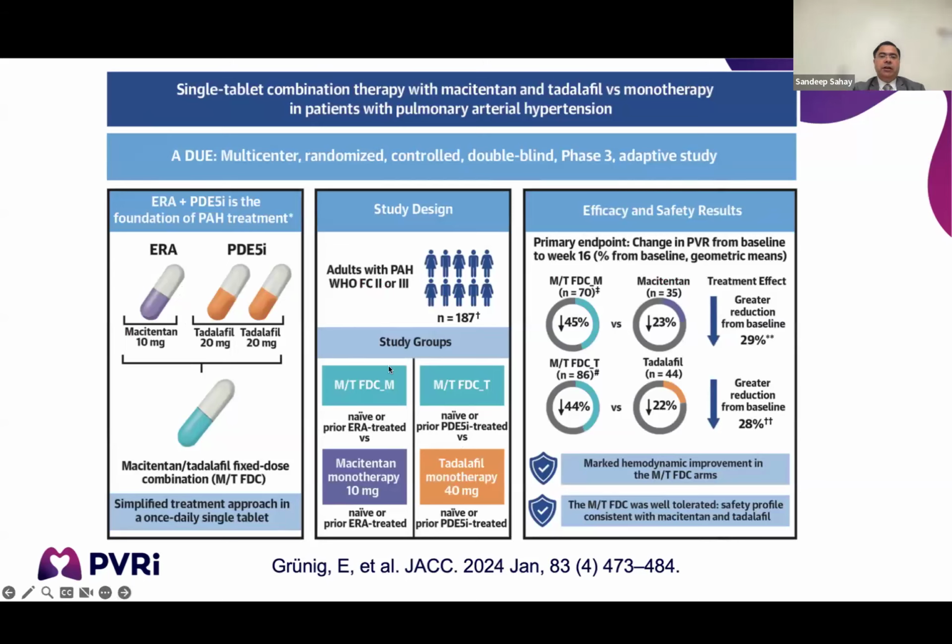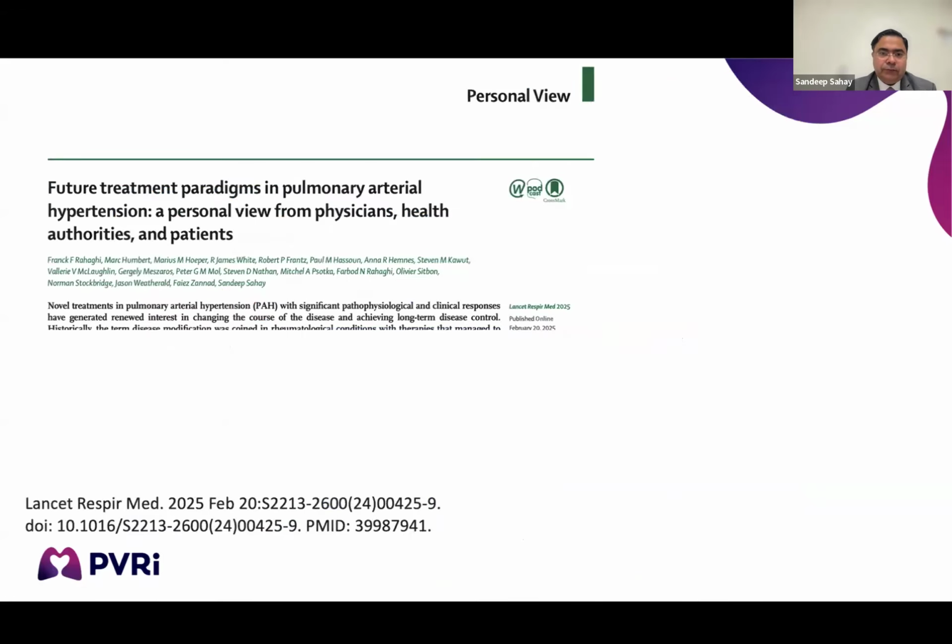There is one more thing I wanted to highlight, at least in the United States. I'm not entirely sure if it's available in Europe as well, but there is now a combination pill of tadalafil and macitentan that you could use. This was a study published last year, which showed that the combination pill was equally effective in dropping the PVR in these patients. So now it's just to reduce the pill burden for patients, and it was fairly safe and well tolerated by the patients.